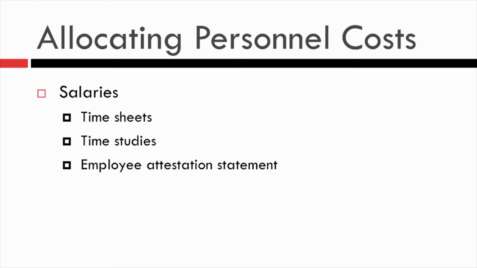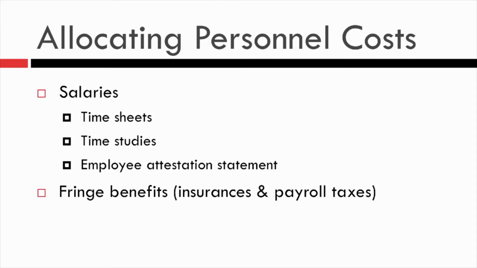Now, you could think that you would just apply the exact same percentage as you've determined based on timesheets or time studies to fringe benefits, but you don't have to. You can take total personnel costs and allocate them the same way, so that the benefit costs follow the salary dollars. So if 40% of the salary is being allocated to program, then 40% of the benefit is being allocated to program.